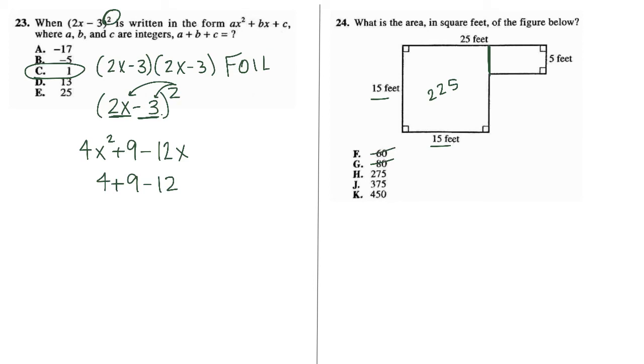But now I need to find out this part over here, which is going to be 5 times this segment. Well, if I know all of this is 25 and I know this much is 15, then this remaining part has to be 10. So that's going to give me 50. So 225 and 50 is going to give me 275.